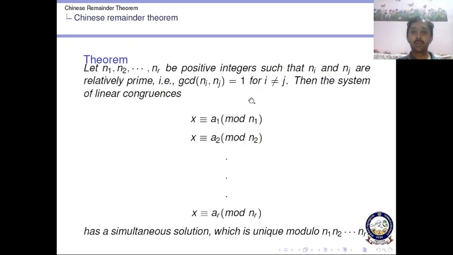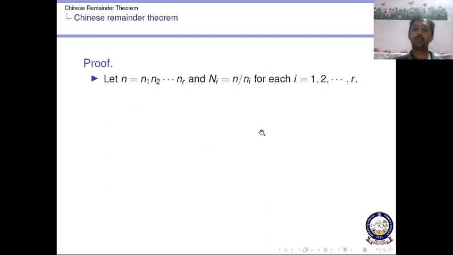So this part is going to be very important. Each pair ni and nj is going to be relatively prime for i not equal to j. Only if this happens, we are going to solve this using Chinese remainder theorem. Fine. So this is the proof of Chinese remainder theorem.